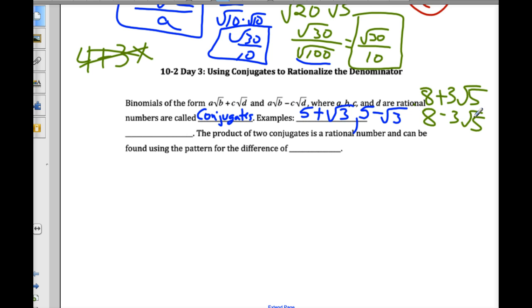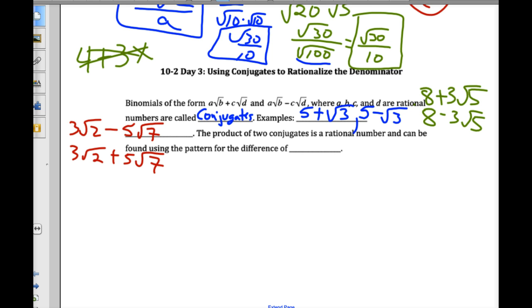All right, one more. How about this? 3 radical 2 minus 5 radical 7. Everybody jot that down. Guess what the conjugate of that one is? 3 radical 2 plus 5 radical 7. All you do is change the middle sign. That's minus, becomes plus.